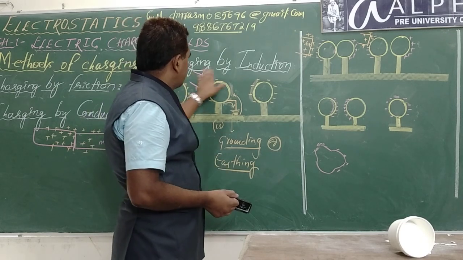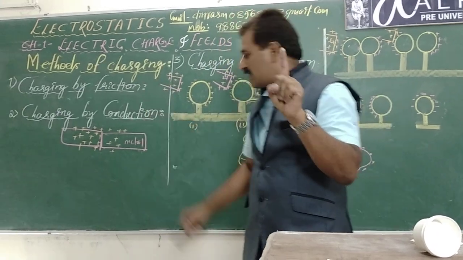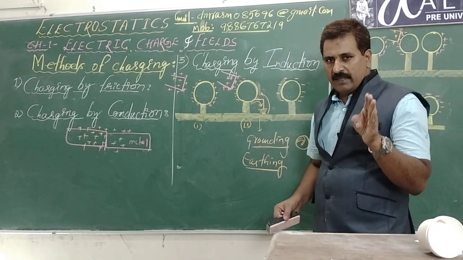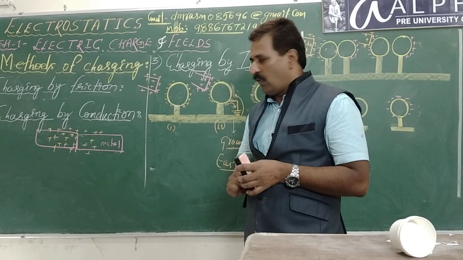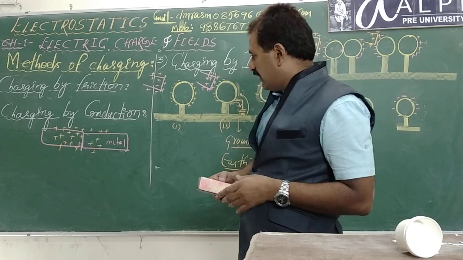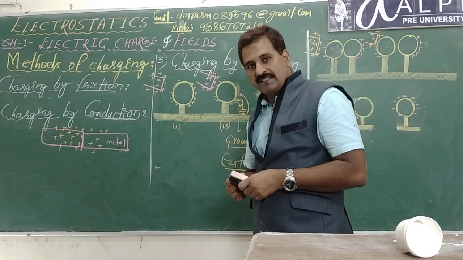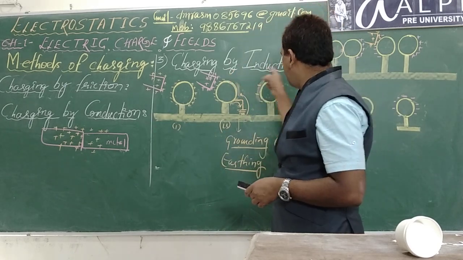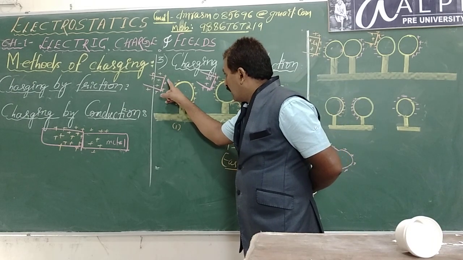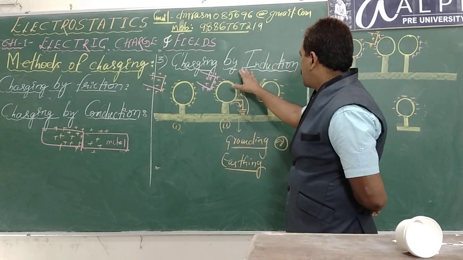Right? This is about charging by induction. How many charging methods are there? 3. Which are they? Charging by friction, charging by conduction, charging by induction. What is charging by friction? Just by rubbing one body with another, we can produce charge. What is charging by conduction? By touching a neutral metal with a charged body, you can charge the metal to the same nature as that of the charged body. In charging by induction, you can charge a body like a sphere by bringing another charged body near it, not touching. That's what we call charging by induction.